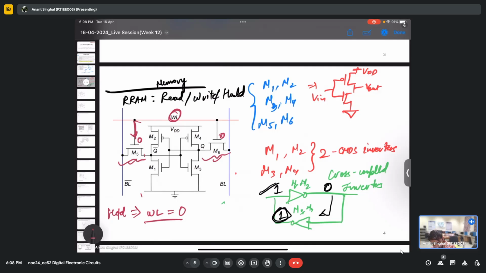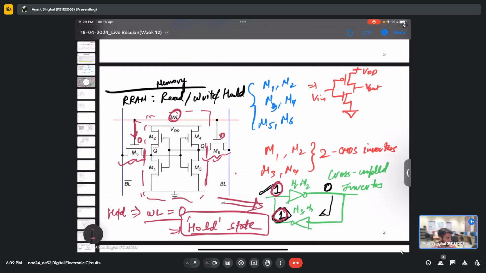So once they are in cutoff, we are left with just this particular circuit, which I am denoting in dots, and this circuit is nothing but this. So whatever input it had before, it is just holding that particular input. That is why we call it the hold state. So this is the first state, the hold state.